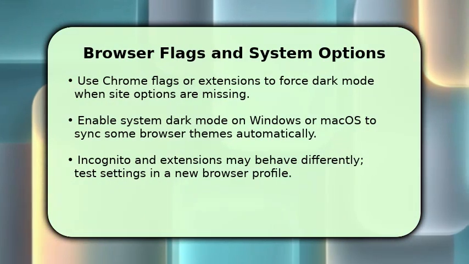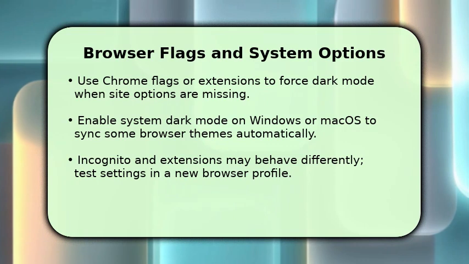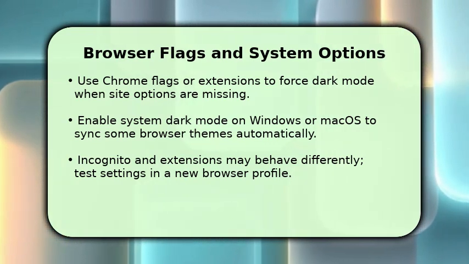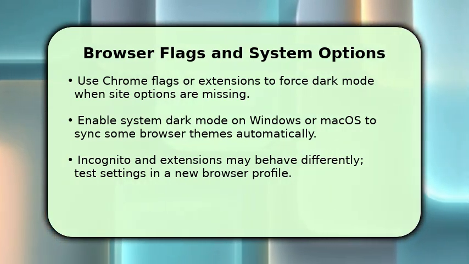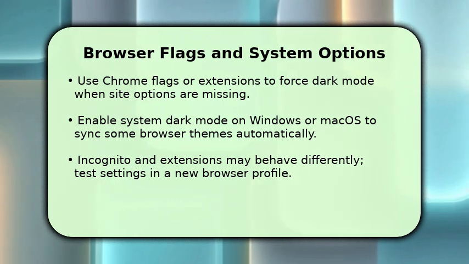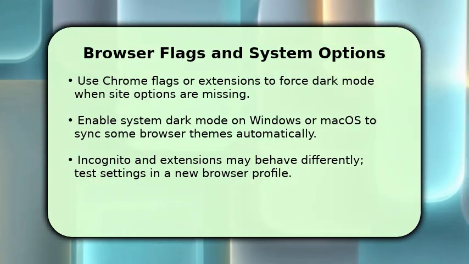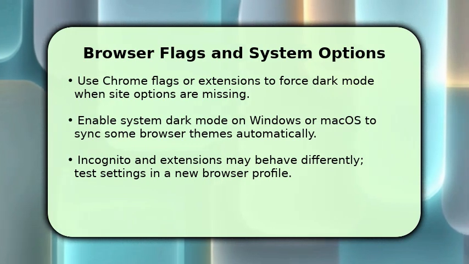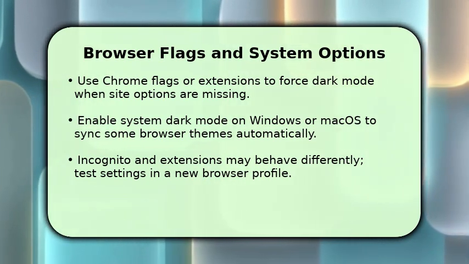If a site option is missing, use browser flags or extensions to force dark mode. In Chrome, go to chrome://flags and enable Auto Dark Mode for web contents to test it. Install a trusted dark mode extension if flags are unavailable or inconvenient.